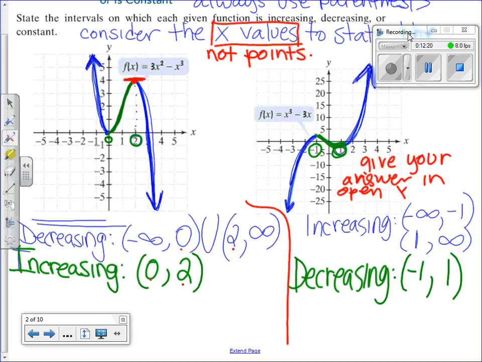Open x intervals. It's kind of like if you were giving me an answer for domain. All right? Only x values, not coordinates of the points. All right, so I'm going to go to the next slide.